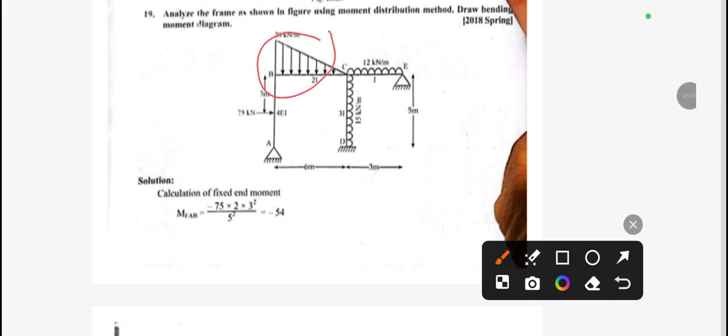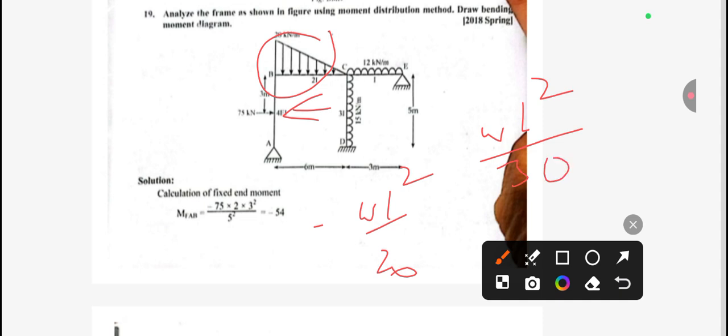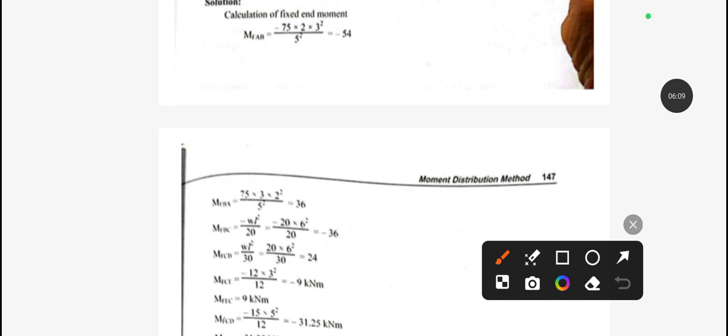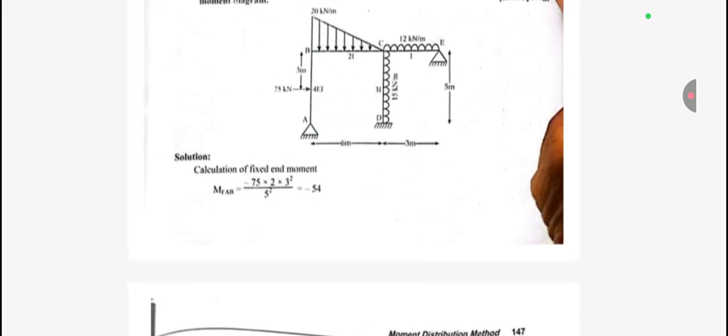And for this section, you can see here, this is a UDL, uniformly distributed load. So from B to C, we need to apply minus W L square by 20, and from C to B, the right side, we need to apply W L square by 30. The value of W is 30, and the value of L is 6. So W L square by 20, we get minus 54, and W L square by 30 on the right side, we get 36. We have calculated this one.